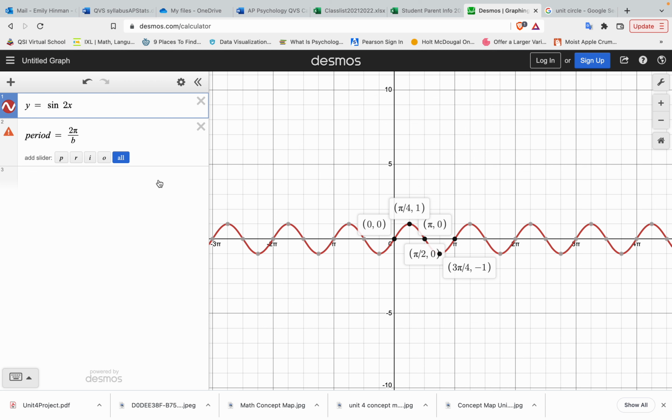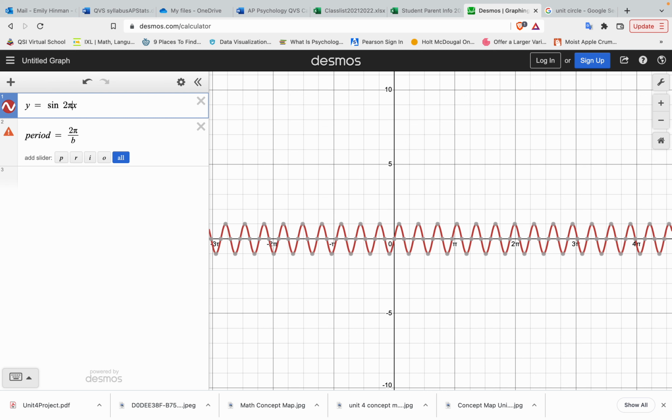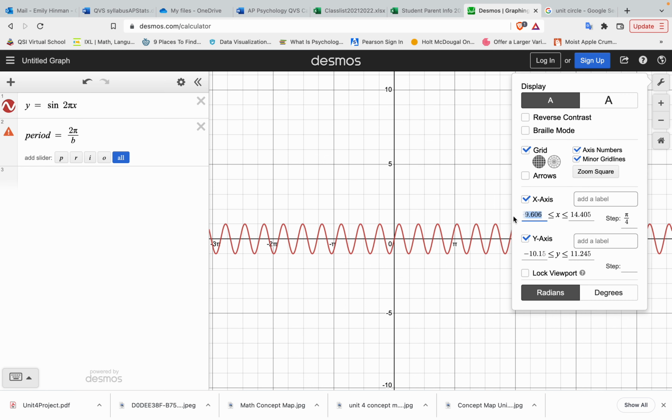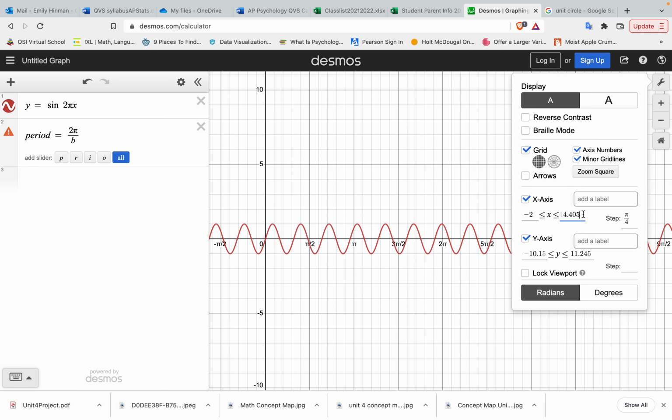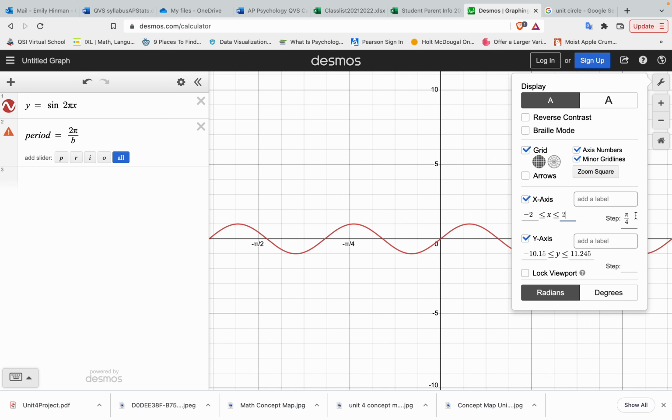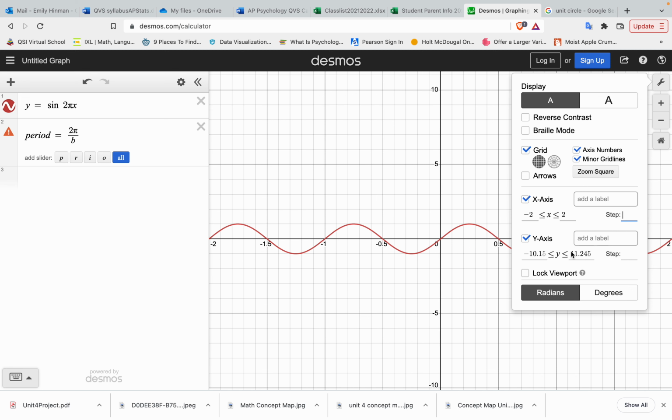Now, one thing that gets tricky is when b actually involves a value of pi. Now these are not issues of pi, so it doesn't make sense to have pi on my x-axis, because this is 2 pi divided by 2 pi, so my period is just 1. I don't need pi on my axis, so get rid of it. Just make it be from -2 to 2, and my step, if my period is 1, how am I going to show what's happening here?